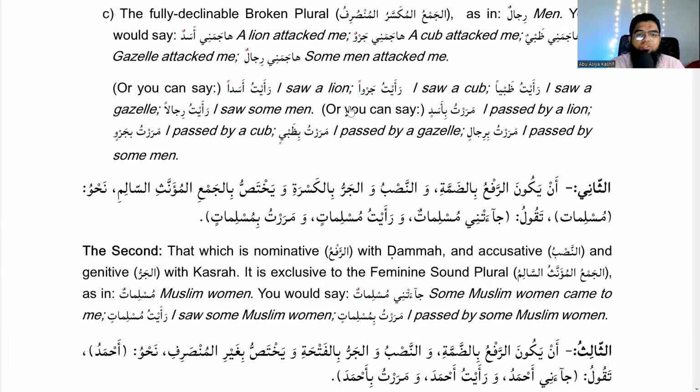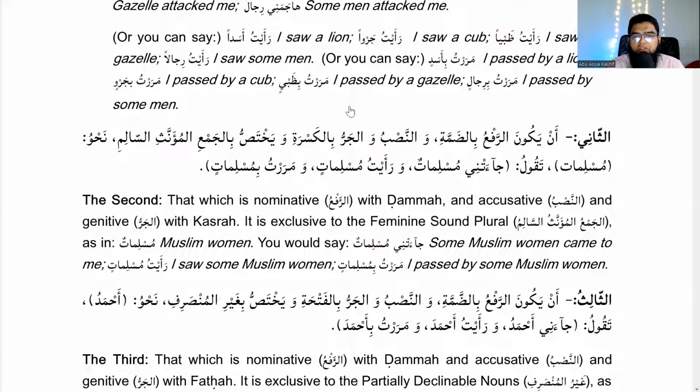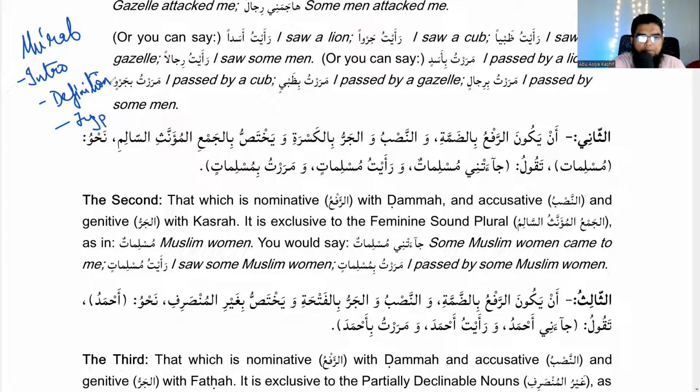So he divides into nine types, right? So he says there's an intro. What are we talking about again? You're talking about Mu'rab nouns. And Mu'rab nouns, this is the first bab. In Mu'rab nouns, he says there's an intro. And in this intro, we talked about definition in the first one. And this second is types of I'rab. All types of definitions we learned, right? And this is types of I'rab.